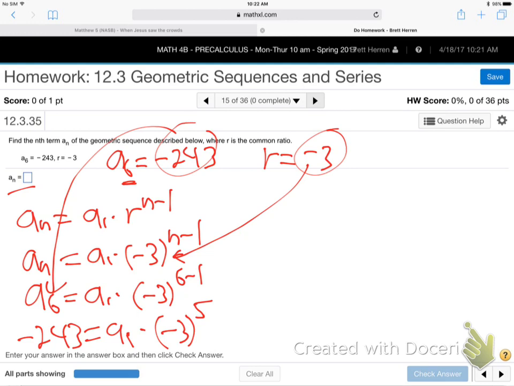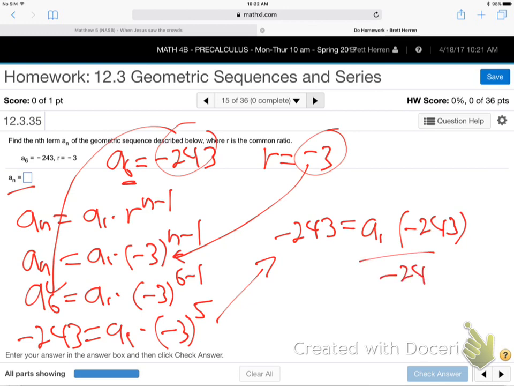Does that make sense what we did there? Let's plug in a6, and then we can solve that. I was going to do something different, but this is probably a better idea. Minus 3 to the 5th is negative 243, so a1 is just going to be 1, dividing by minus 243.